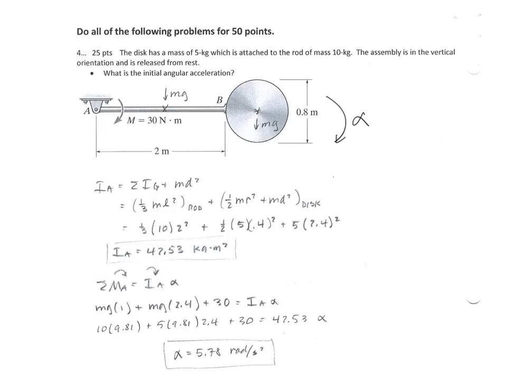But again, several used 1/3 ml squared plus md squared, which is redundant, and that would give you the wrong answer. Or if you used 1/12 ml squared and didn't use the md squared, didn't use the parallel axis theorem, that was incorrect as well. So once we find I_A, then for the moments we just have mg times this lever arm and this mg times this lever arm plus that 30, and we get alpha.